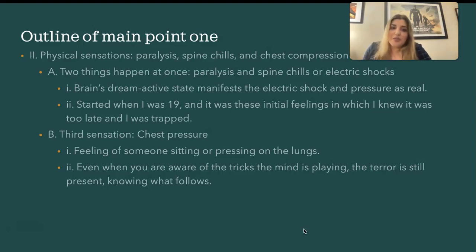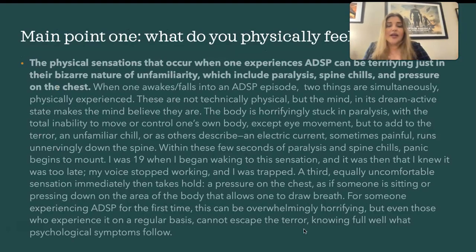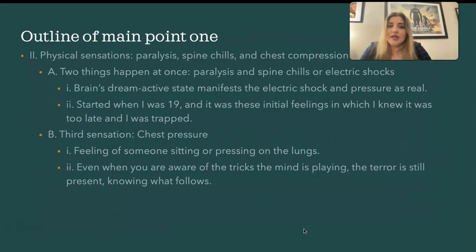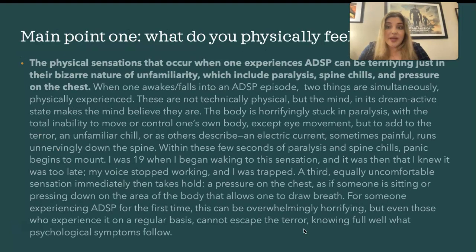And then go over some more. And then the third sensation is chest pressure, right? So spine chills and paralysis, electric shocks, that's all one thing. Chest pressure is a whole separate thing that happens. It's also physical. So that gets its own subpoint with its own sub-subpoints. All right. And then that's what I would actually say. See how much more that is? You're going to make sure you don't leave anything out. I'm not leaving anything important out of this when I write this. I'm just elaborating more in this because this is what I'm actually saying.